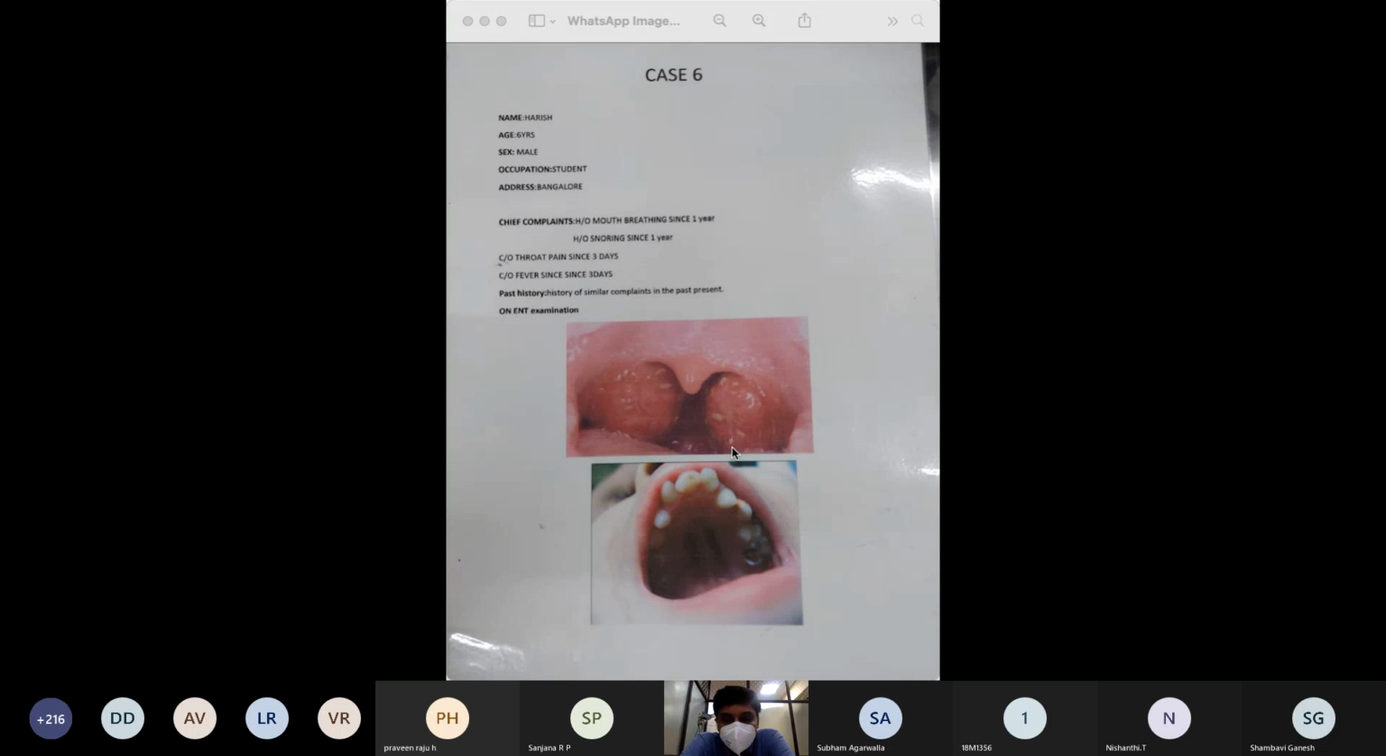After all this examination, you document the findings in the case sheet, and then you go to the diagnosis. The diagnosis in this case will be acute exacerbation of recurrent adenotonsillitis. So you look at the past history of similar complaints. Okay, that is the diagnosis which I'm going to come to in this case.